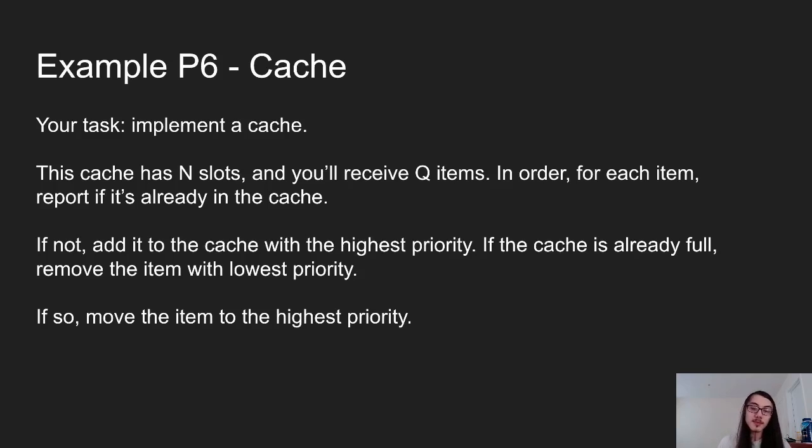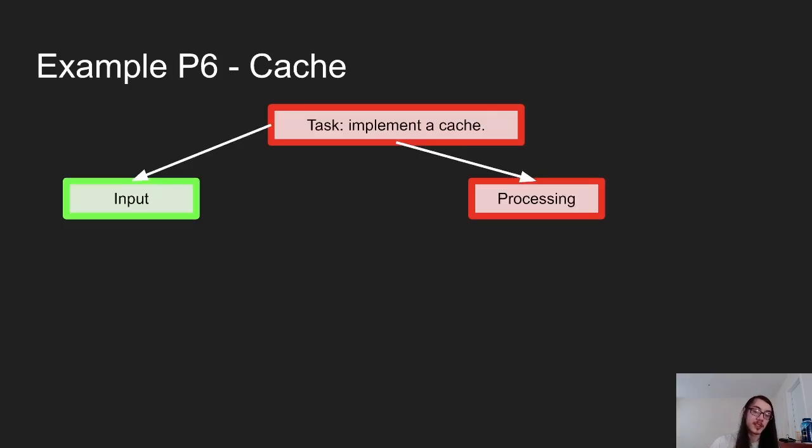Okay, so how do we split this up? This time, our input and output is independent for each item. We start by reading the initial size of the cache and the number of queries, but for everything else, each item has its own section of input and output. So our input, processing, and output should happen for each item independently.